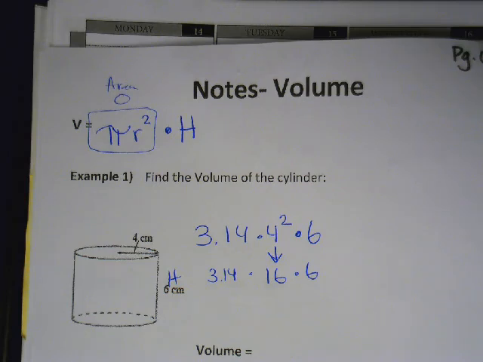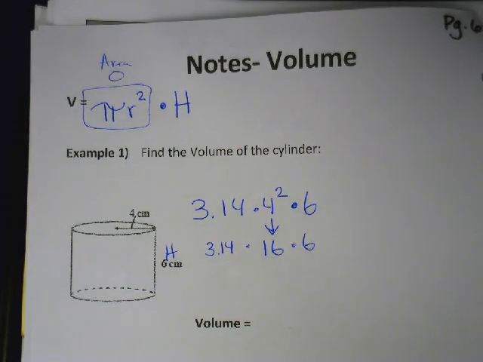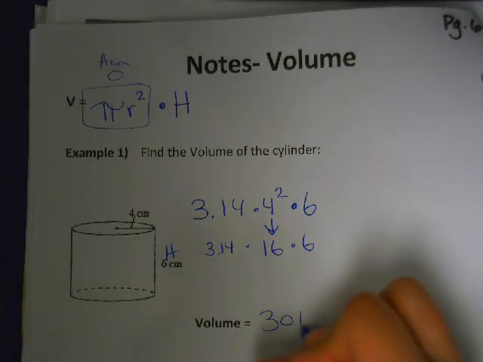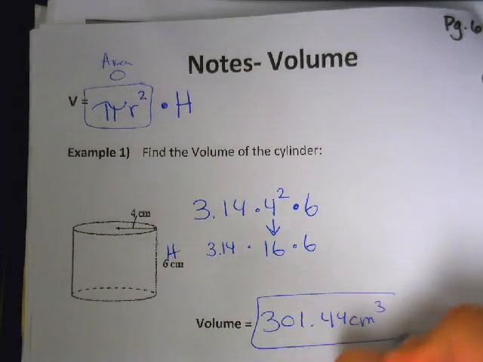Wait, do we put squared or cube for the answer? What are we doing? Volume. So is it cube or squared? It's cube. I got 301.44 centimeters cubed. Yep. 301.44 centimeters cubed.